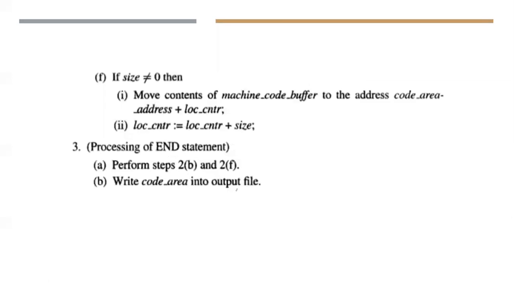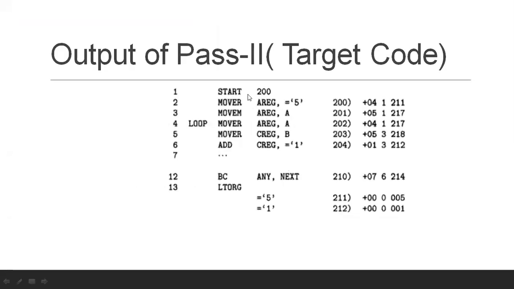So let us see the example. See here. For the start, we said that just initialize LC. For this MOVER, this is an imperative statement. So this plus indicates that it is an expanded code for the target code. 04 is the opcode. A register means 1, and =5 is a literal whose address is 211 in the literal table. So this is the target code generated for this particular instruction.